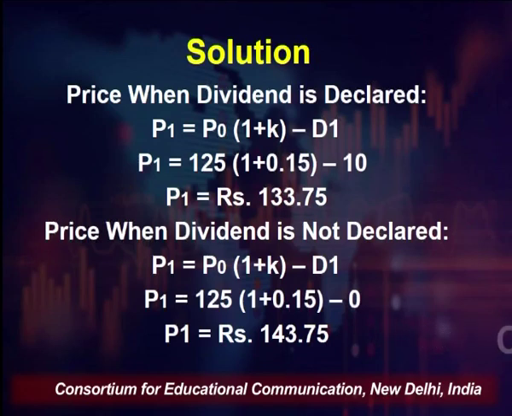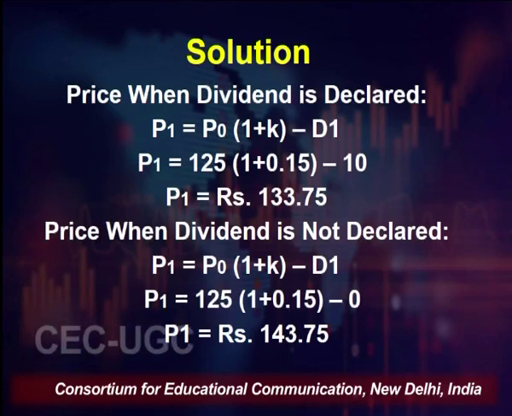In case the company is not declaring dividend, the price of the share at the end of first year will be equal to rupees 143.75. We have just placed the same values in the same equation, with the only difference that D1 will be 0, because in this case no dividend will be declared. So, the price of the share will be 143.75 where there is no dividend declaration.